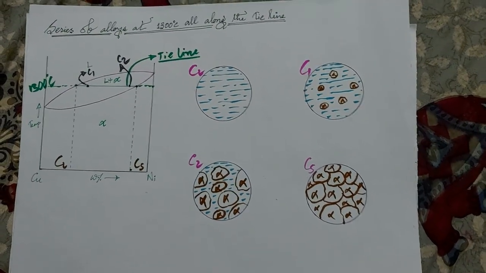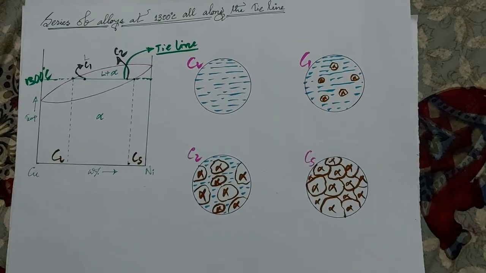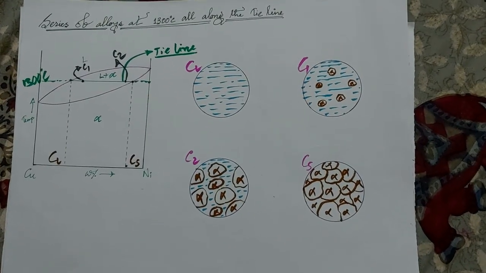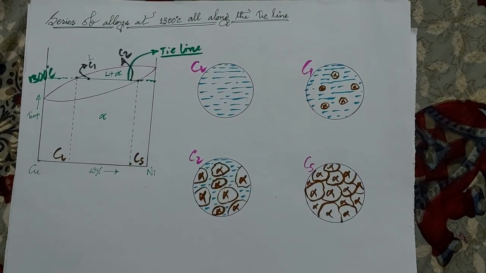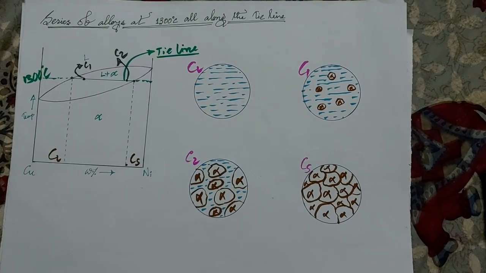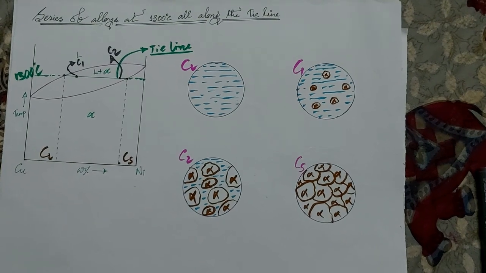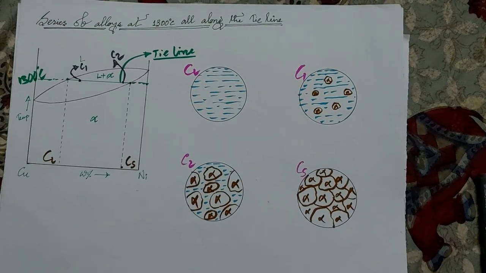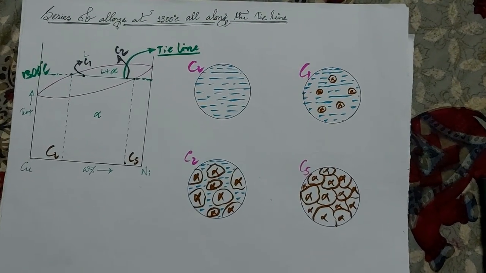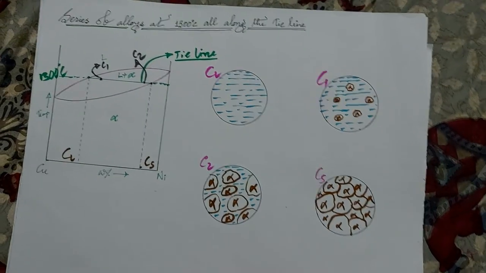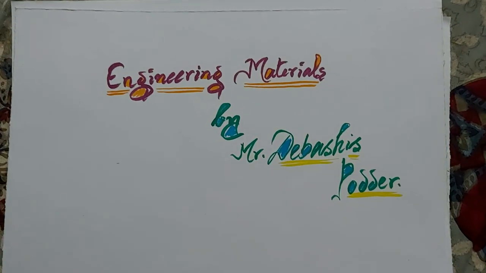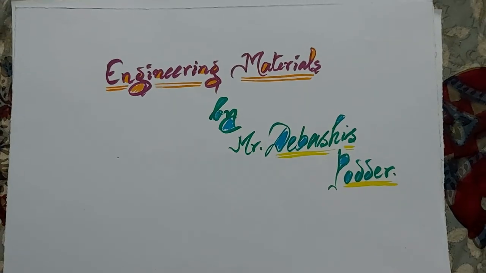So right now, I have discussed two cases where we are changing the state of matter, in one case by varying the composition, and in another case by varying the temperature. So that's all for today's lecture.